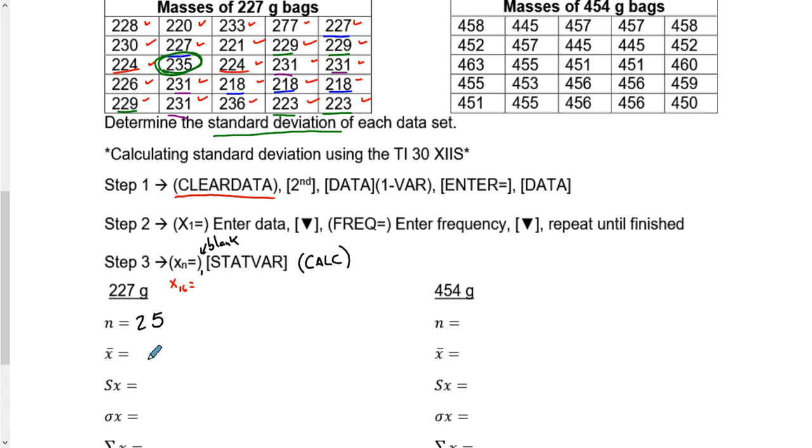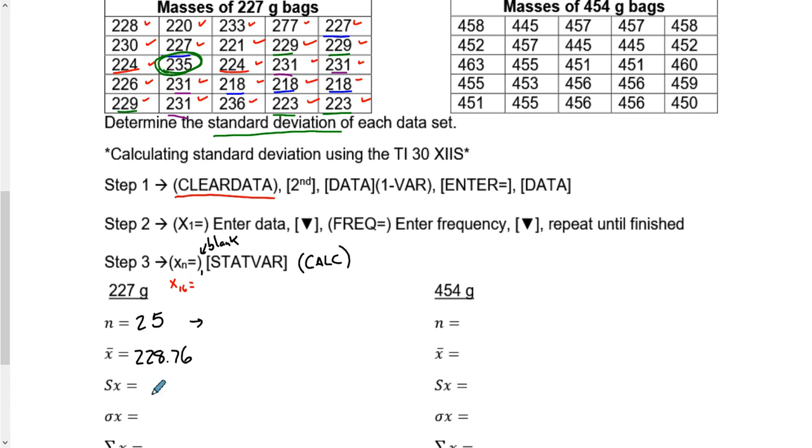So X bar. If I press my over arrow, the next thing that's shown on my screen is X bar, which is 228.76, which means I've now calculated the average of this just by using my calculator. Instead of having to add all of these up and then divide by 25, the calculator's done it. And at the same time, I can calculate a whole bunch of other things.